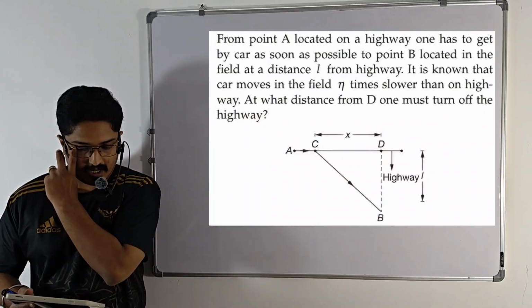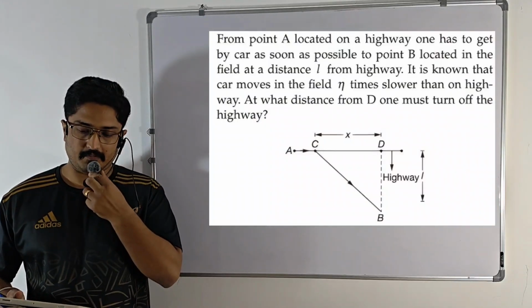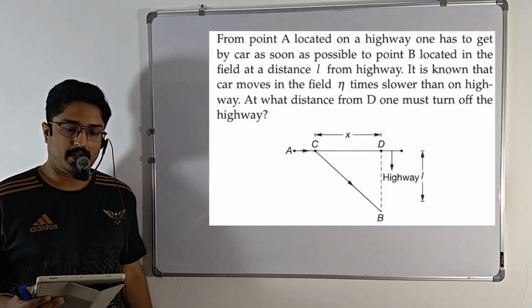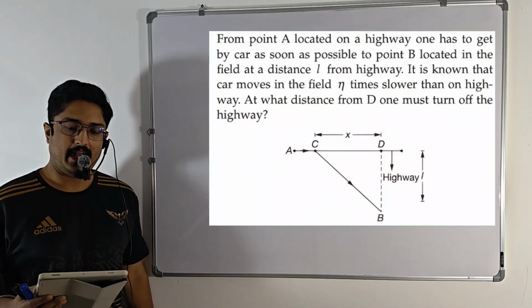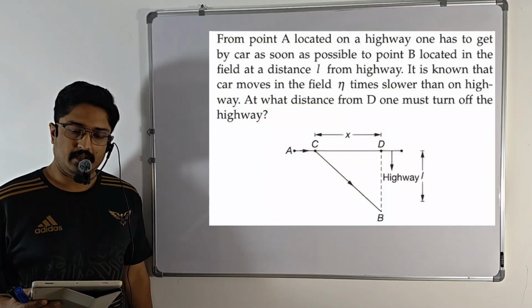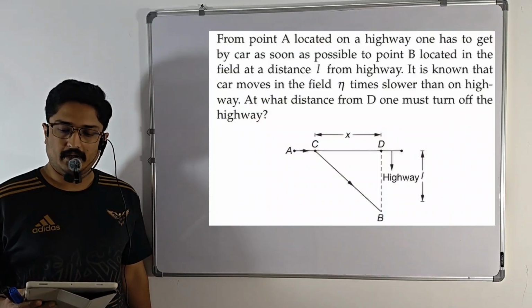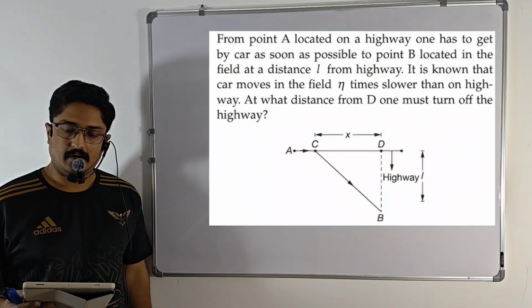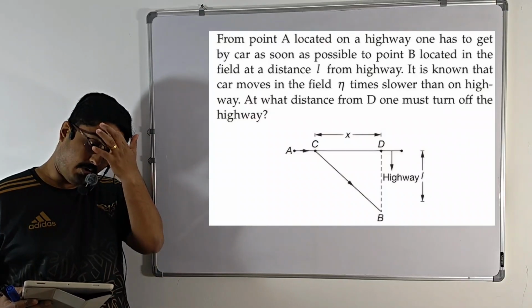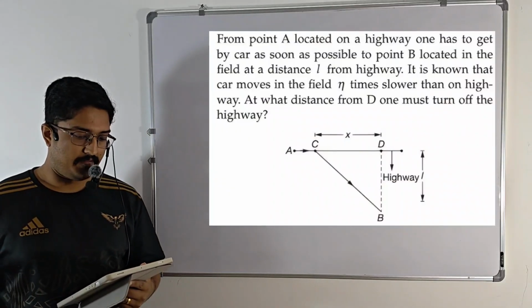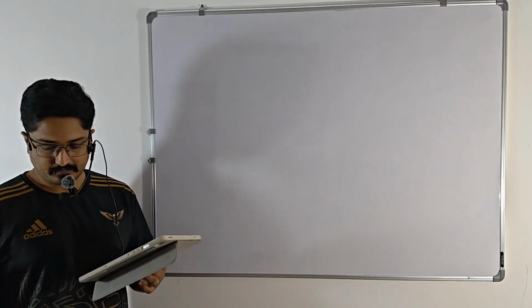From point A located on a highway, one has to get by car as soon as possible to the point B located in the field at a distance of L from the highway. It is known that the car moves in the field n times slower than on the highway. At what distance from D must one turn off the highway? This is the question, right?